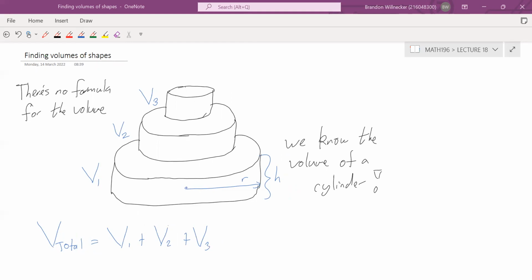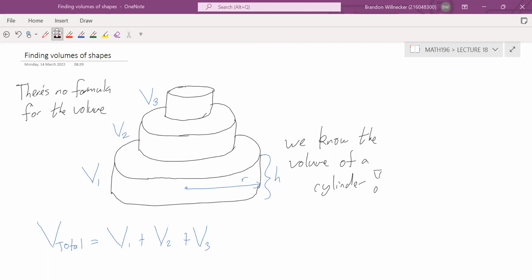Okay, so that's the idea we're going to use for other shapes. We're going to take the shape, cut it into layers like we did with the cake, find the volume of each layer and then add them all up. That will give us the total volume. Is there anyone that's not following with this idea? Okay, so it's a very simple idea, but we will see that we can use this with quite a lot of applications.